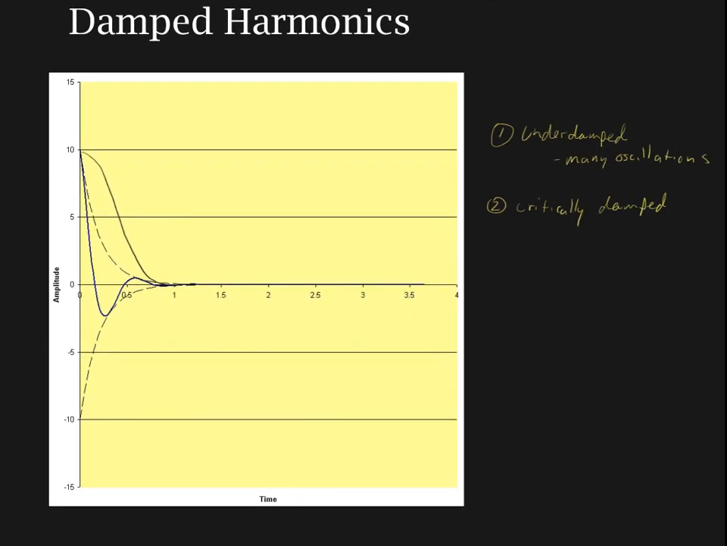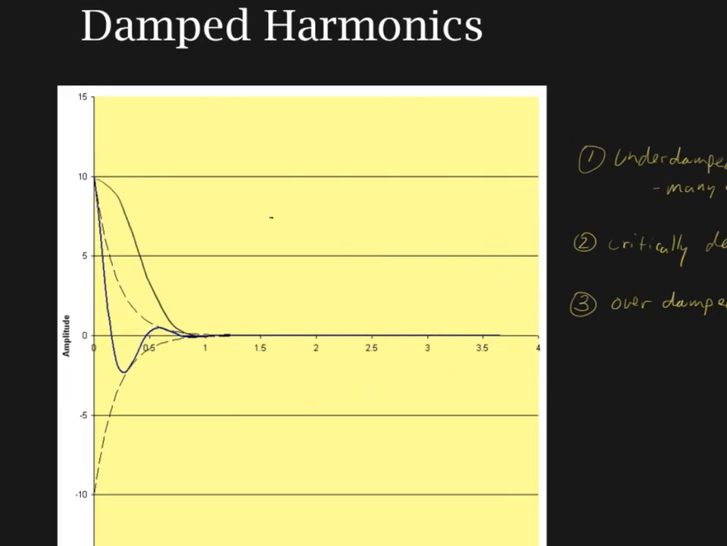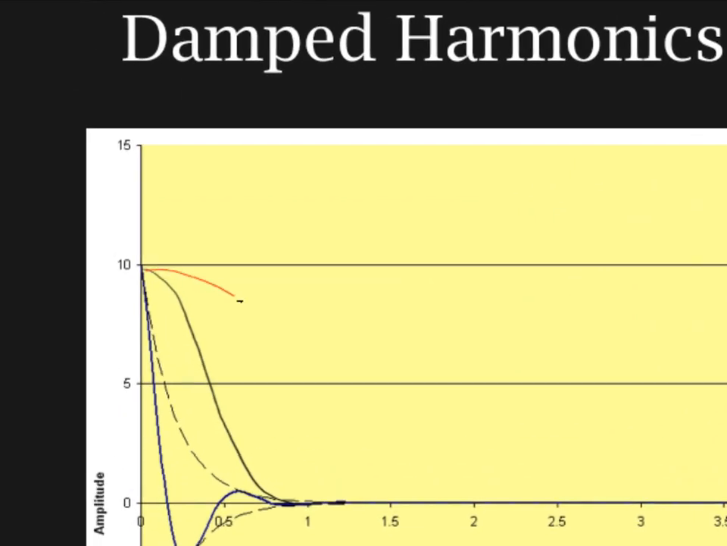And then finally, we have what's called overdamped. And overdamped is whenever it takes a very long time for the object to reach its equilibrium position. And so that would be a graph that looks something like this. Okay, so this one is overdamped. And this one is critically damped.